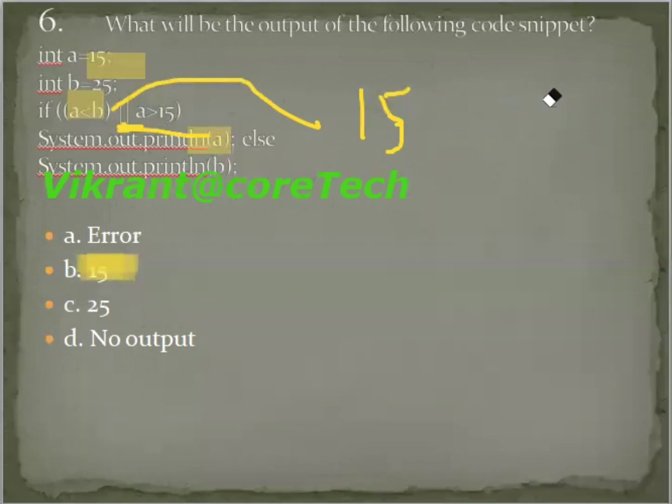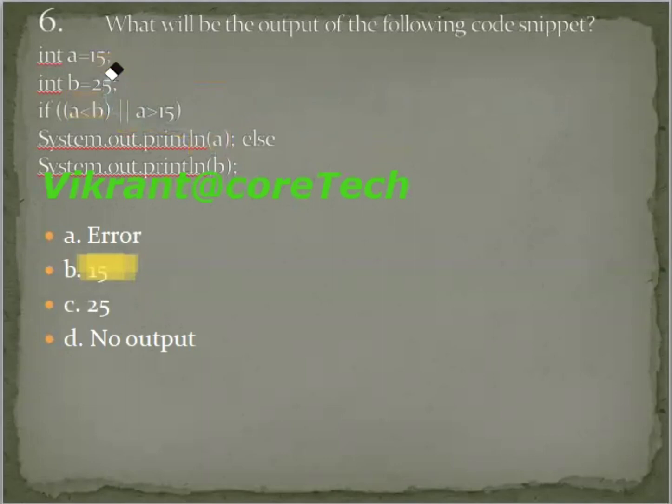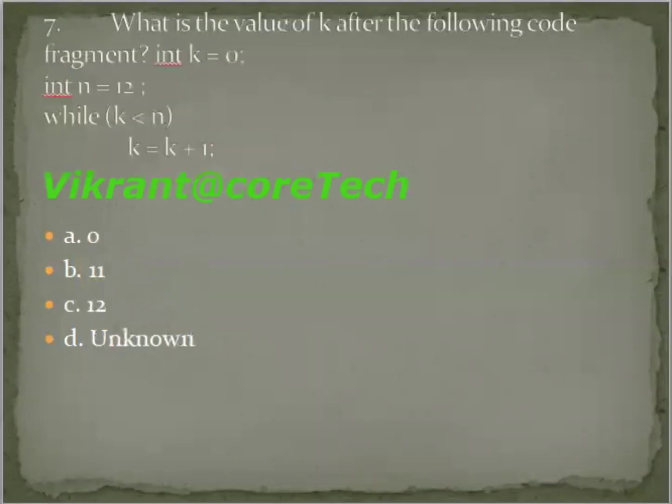You should try your level best not to be dependent upon a choice like no output, because there might be a chance there is no output in a few questions, as you have seen in the last one, which was kept intentionally to guide you that even this thing is possible. Let's go for question number 7 now.